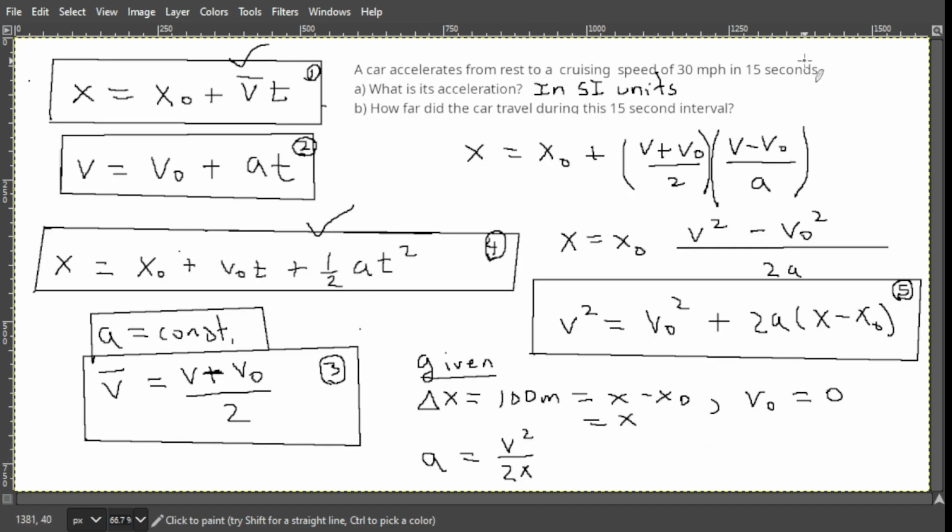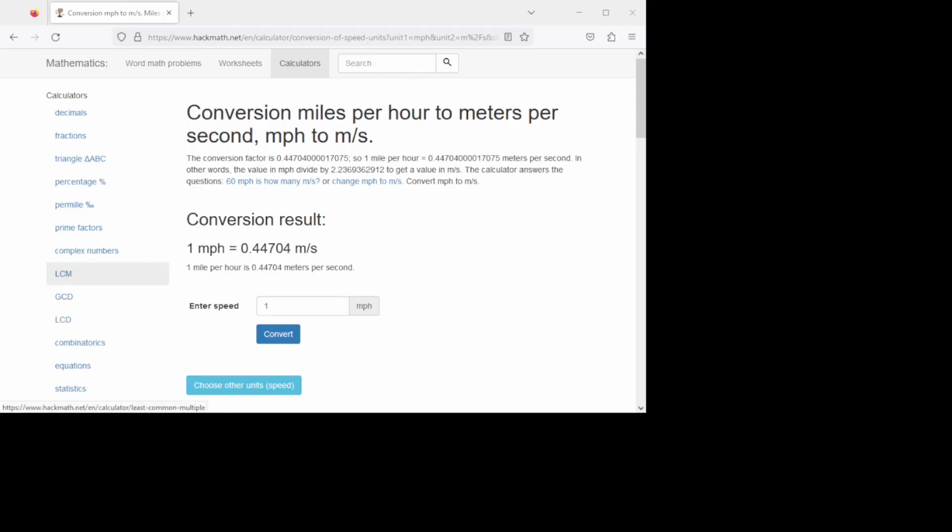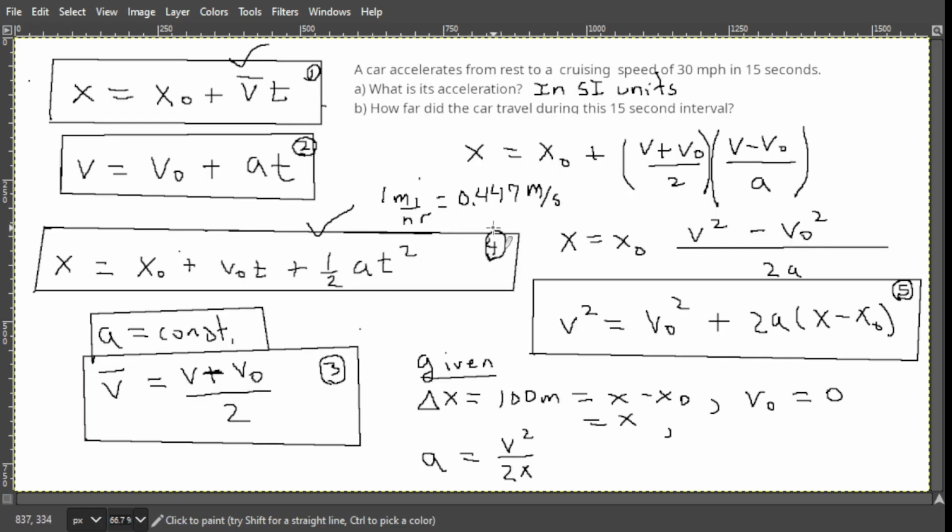Okay, so v, what's that? Well, v is 30 miles per hour, but let's see, we have x in meters, so I guess we better get the 30 miles per hour in meters per second. So how could we do that? Maybe just look for another conversion factor online, just to maybe make it easier for ourselves. So I'm seeing online here, 1 mile per hour is 0.44704 meters per second. Maybe we'll just use 3 sigs. 0.447. So 1 mile per hour is 0.447 meters per second. So I think we could just use that quickly to convert 30 miles per hour to meters per second.